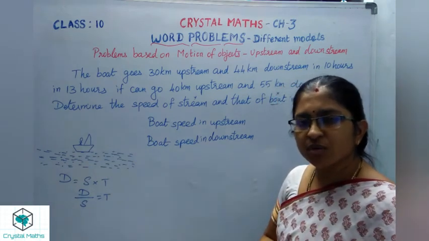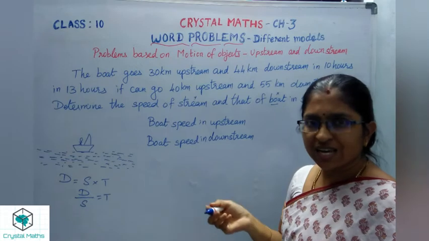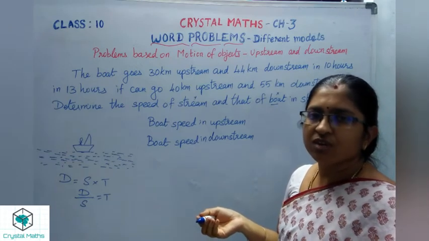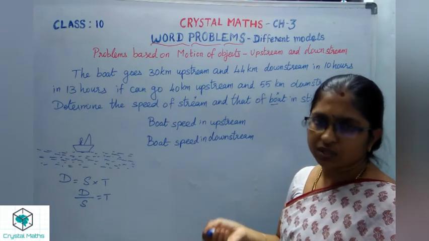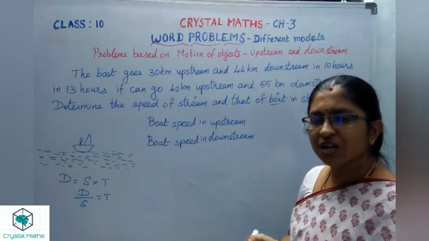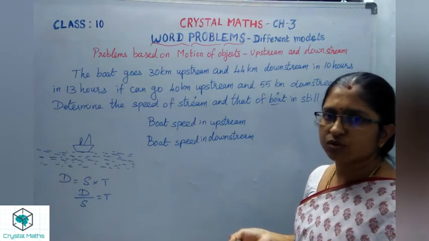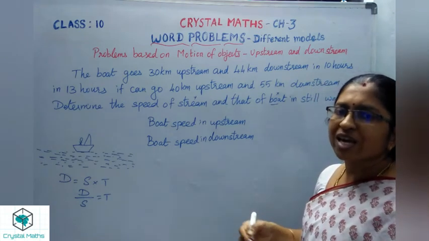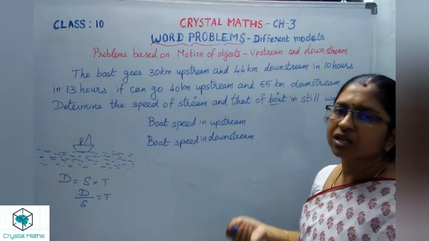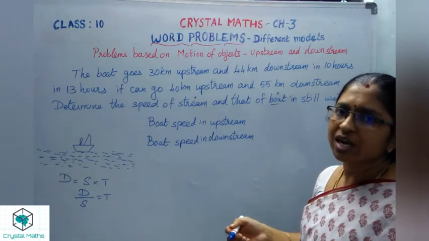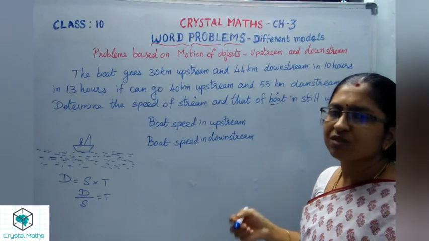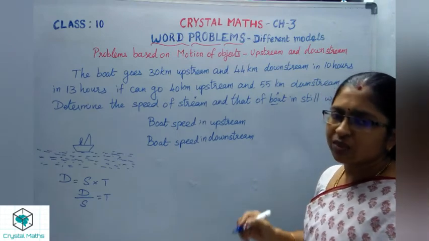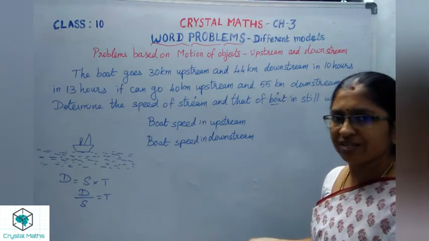Normally we can remember that when we are cycling in a heavy wind, we find it difficult to ride our cycle. The same thing will happen when we are swimming also. Because we are going against the water, or against the speed of the air, our speed will get reduced. That concept we are going to apply over here.